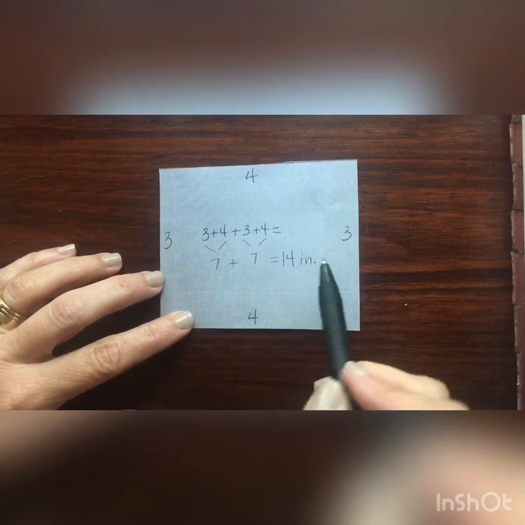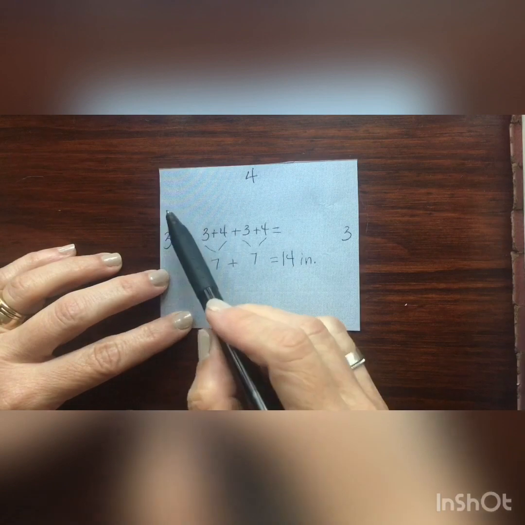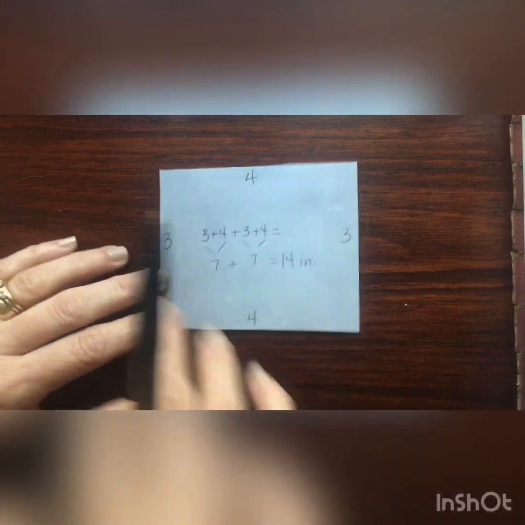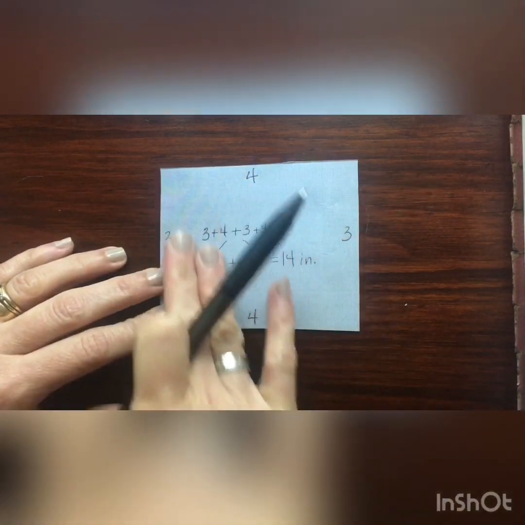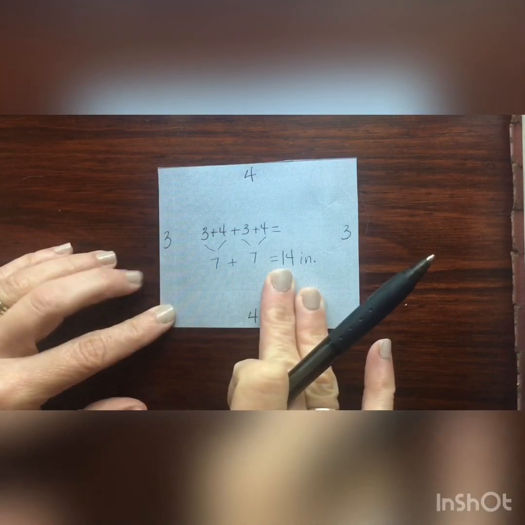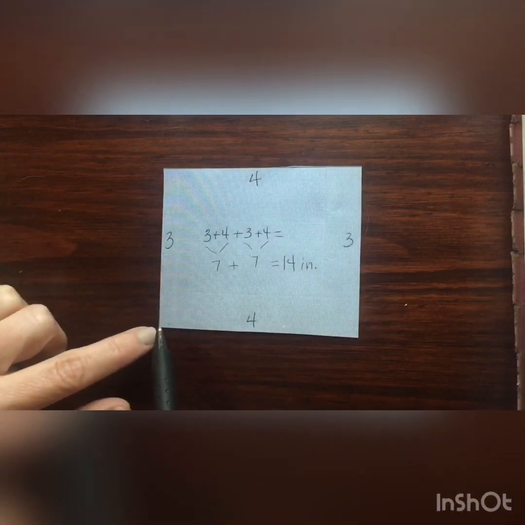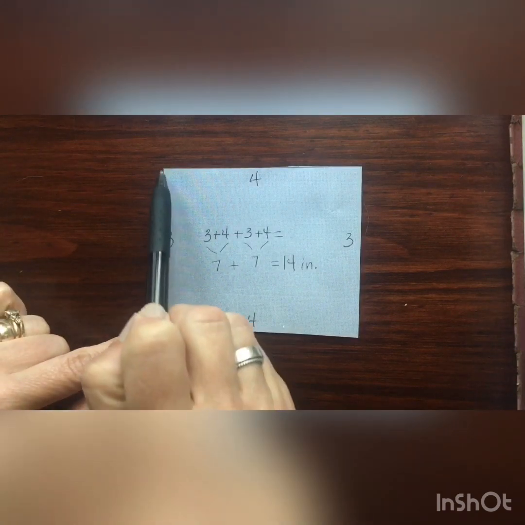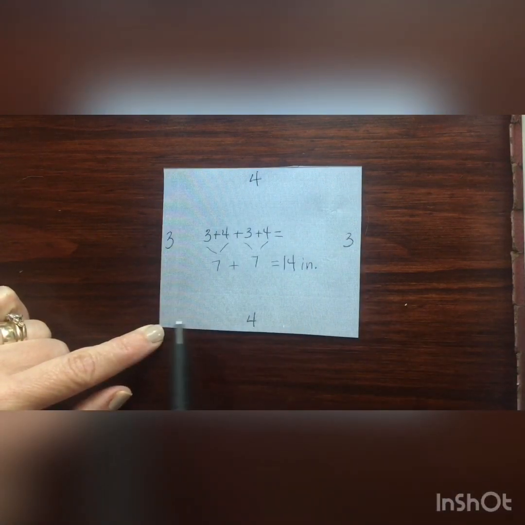We don't say 14 square inches because we're not measuring them in unit squares. We're not doing area. Remember, area is the amount of space that this rectangle takes up. Perimeter is different because perimeter is the distance all the way around the object.